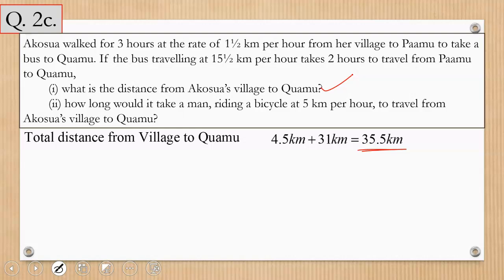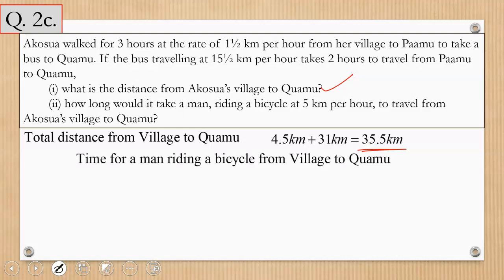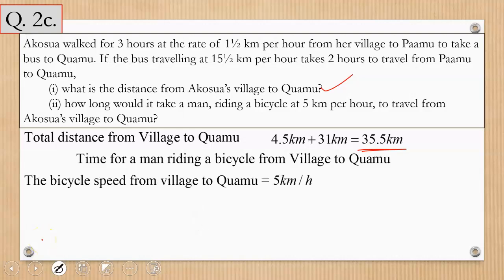Now, how long will it take a man riding a bicycle at 5 kilometers per hour to travel from Akosua's village to Kwemu? Again, according to the question, the bicycle speed from village to Kwemu is this. That's the bicycle speed according to the question from village to Kwemu.